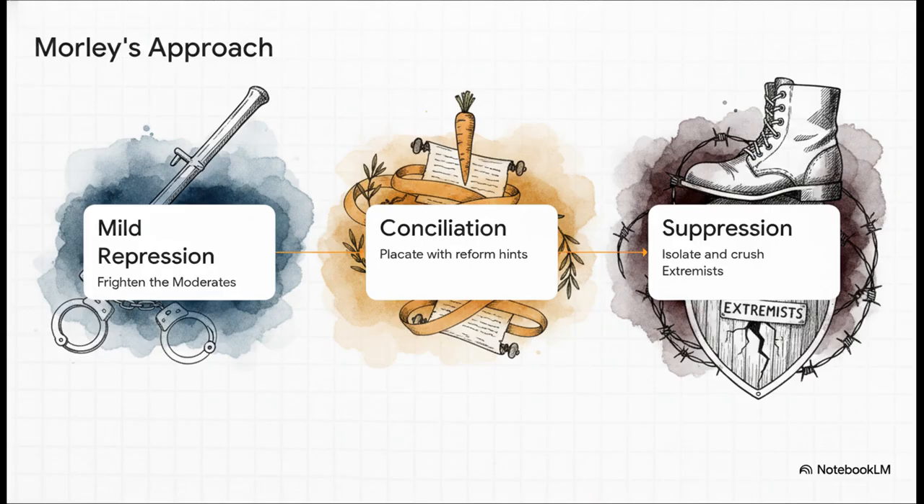Step 1. Mild repression. The idea here was just to spook the moderates, make them realize how dangerous the extremists were. Step 2 was conciliation, the carrot. The government dropped these little hints that if the moderates distanced themselves from the extremists, they'd be rewarded with administrative reforms. And then Step 3, suppression, the stick. Once the extremists were politically isolated, the government could just ignore the moderates entirely and use its full, unmitigated might to crush the extremists. It was incredibly calculated.